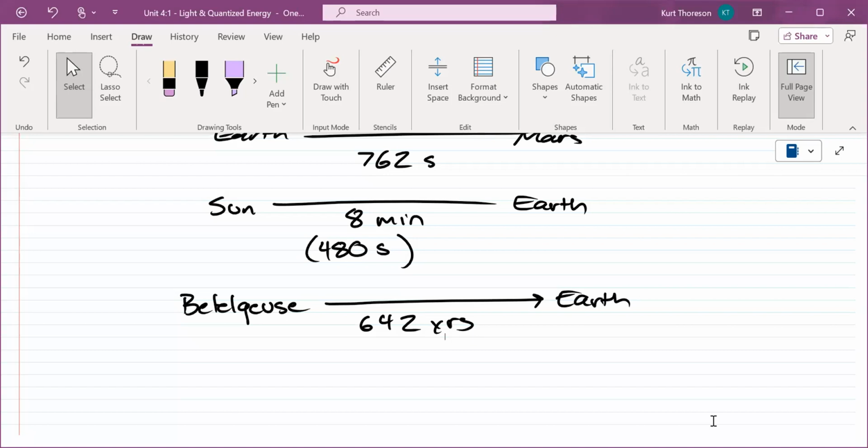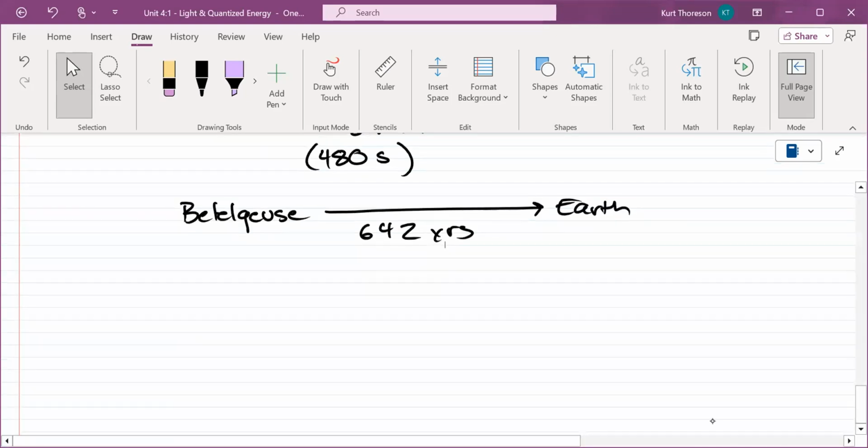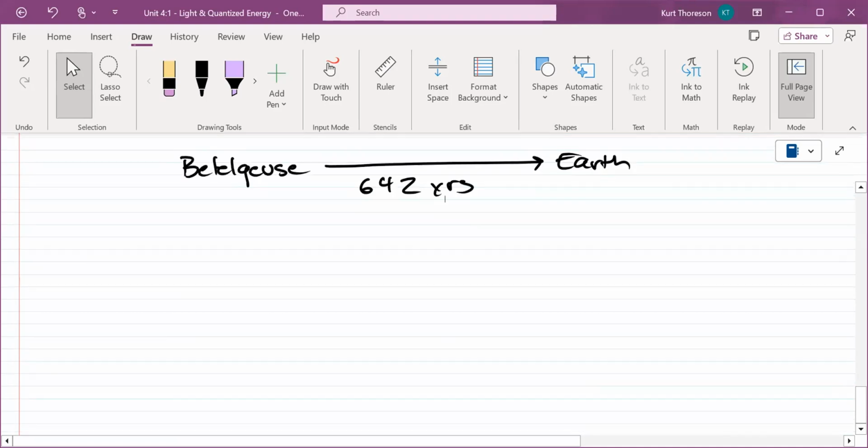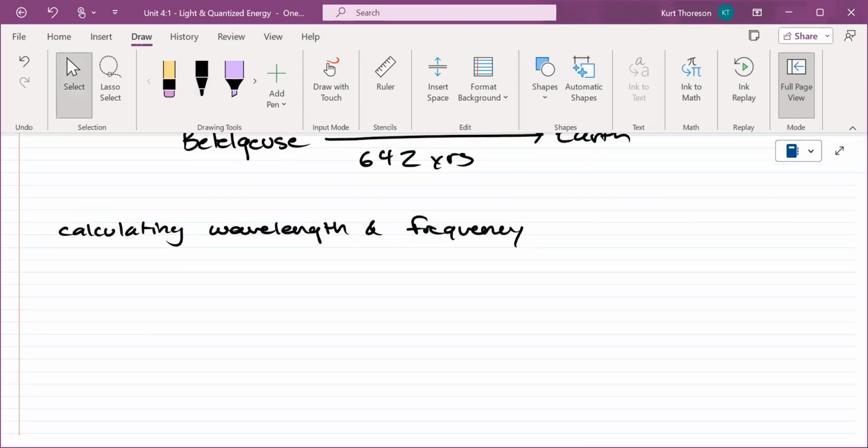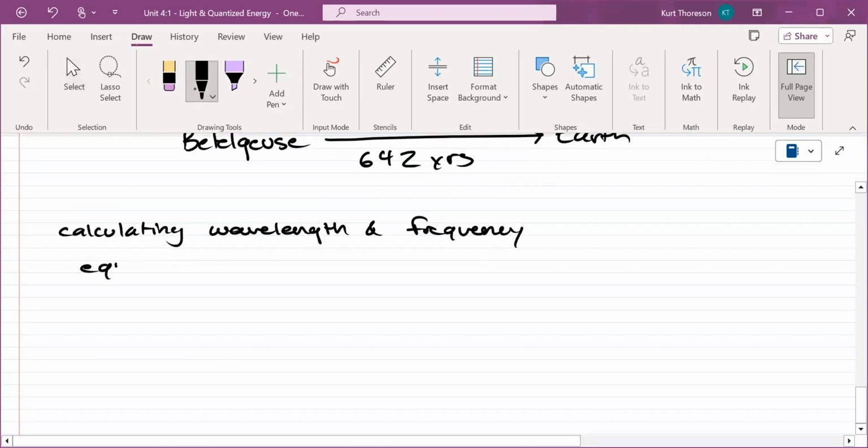All right, so what I want to do with you guys now is, I have you about 5 minutes. I want to teach you how to do your homework tonight. So this is where your calculator needs to come in. This is about calculating wavelength and frequency. Here's your equation.